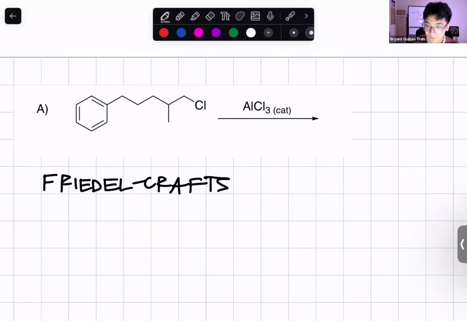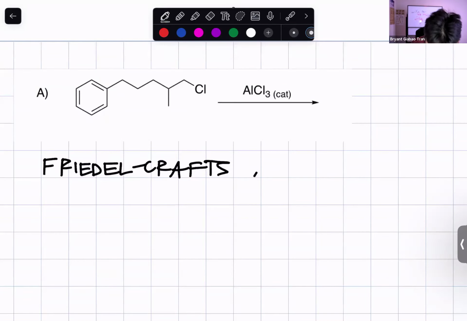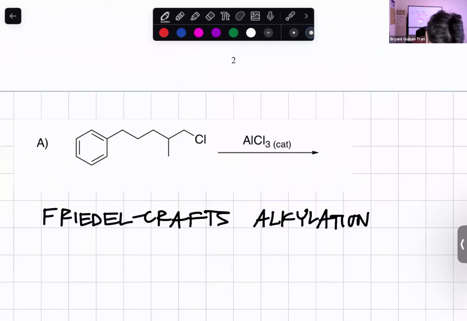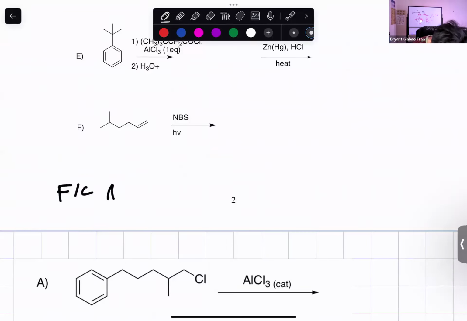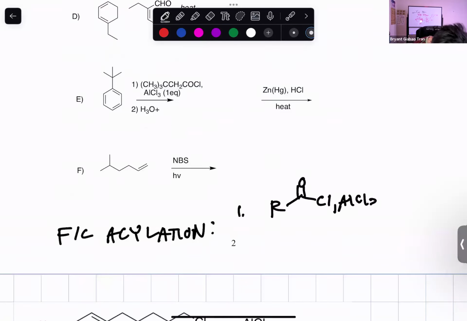Right. So the difference between Friedel-Crafts alkylation and acylation is that alkylation does not have a carbonyl. Friedel-Crafts acylation will have an acyl group or a carbonyl. So the reagents you see for that is something like this, with an acyl group or carbonyl group. And second step, acid workup, right?